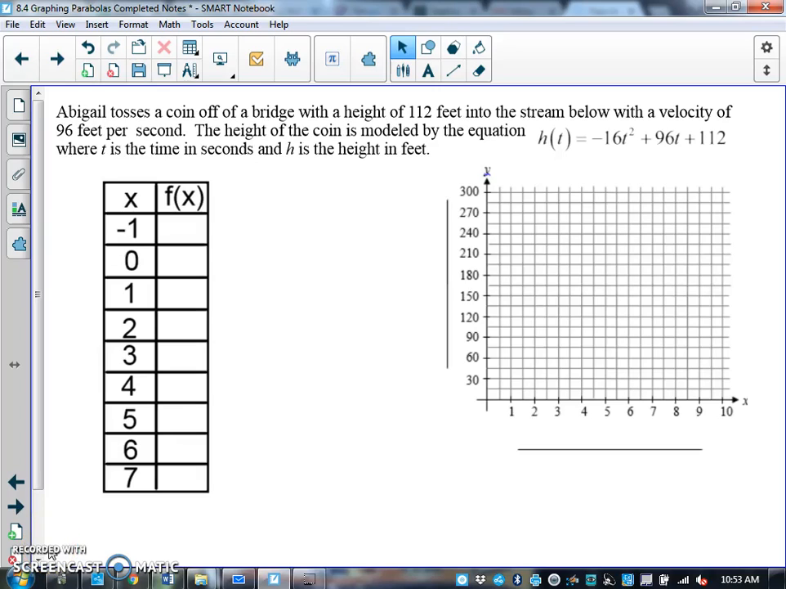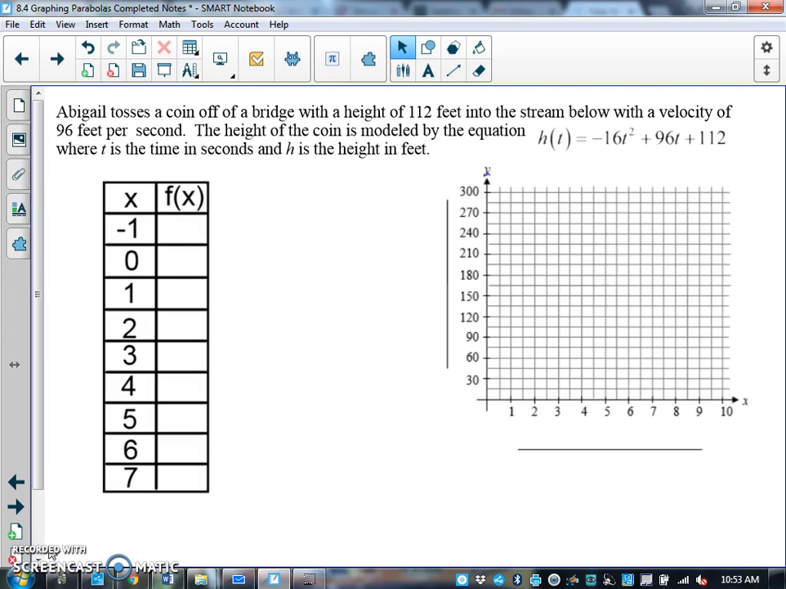So now we're going to look at a practical example of a quadratic equation and graphing that. We're given Abigail tossing a coin off a bridge with a height of 112 feet into a stream below with a velocity of 96 feet per second. So she's putting a lot of power into throwing this upward. And then eventually gravity is going to win.